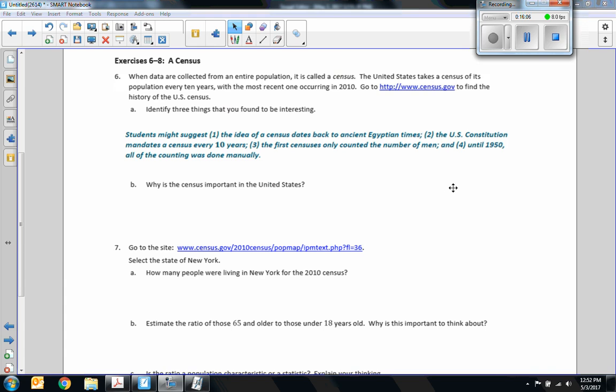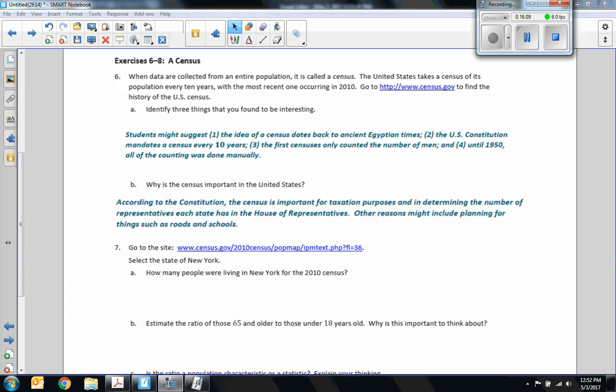All right, B, why is the census so important in the United States? According to the Constitution, the census is important for taxation purposes and in determining the number of representatives each state has in the House of Representatives. Other reasons might include planning for things such as roads and schools. Got to maintain that infrastructure. If you've been in D.C. recently, you see that infrastructure is failing due to the overpopulation.